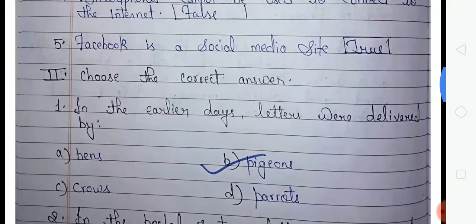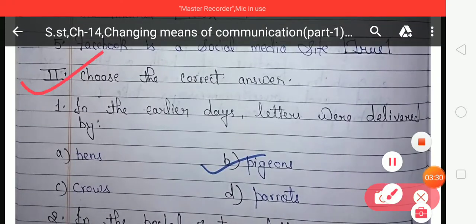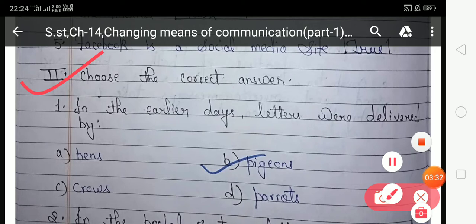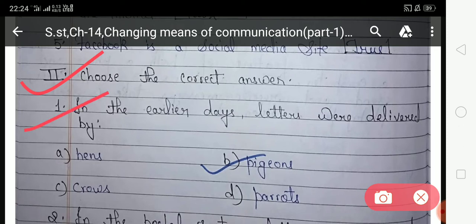Now look at the next exercise, that is choose the correct answer. It means in this exercise you have to give answers according to the options, and you have to select the correct option from the given options. Look at the first. In the earlier days, letters were delivered by. Option A hens, option B pigeon, option C crow, option D parrot. Which option is correct? Option B pigeon is correct. So you have to tick option B in first number.